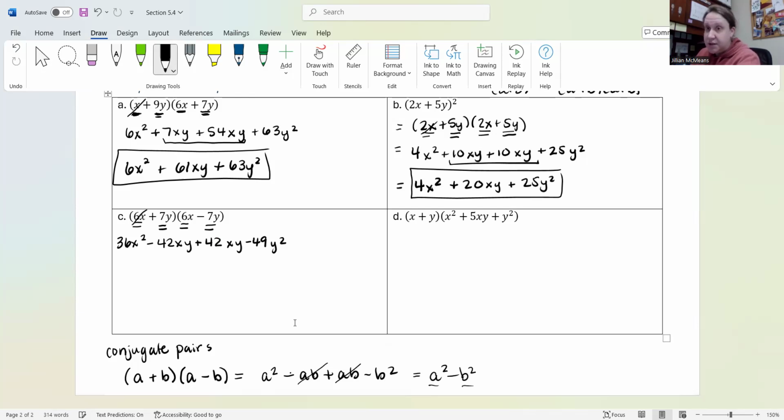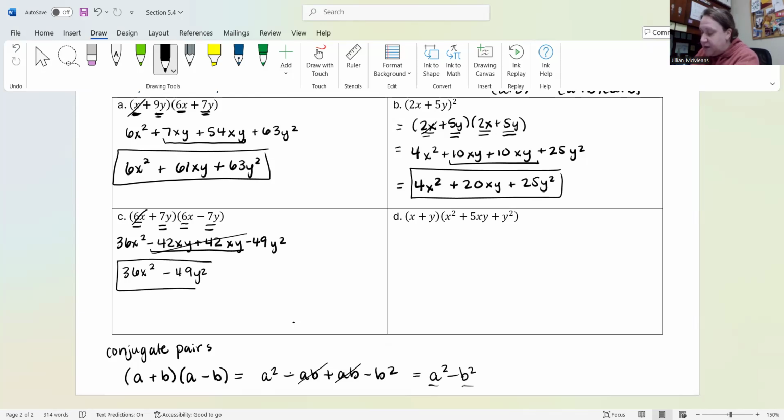And we always want to look to see if we can simplify after doing the FOIL method. And if we look at these middle terms, we have negative 42xy plus 42xy. Negative 42 plus 42 is just 0. So those middle terms kind of collapse out, they cancel out, and we're left with 36x squared minus 49y squared.